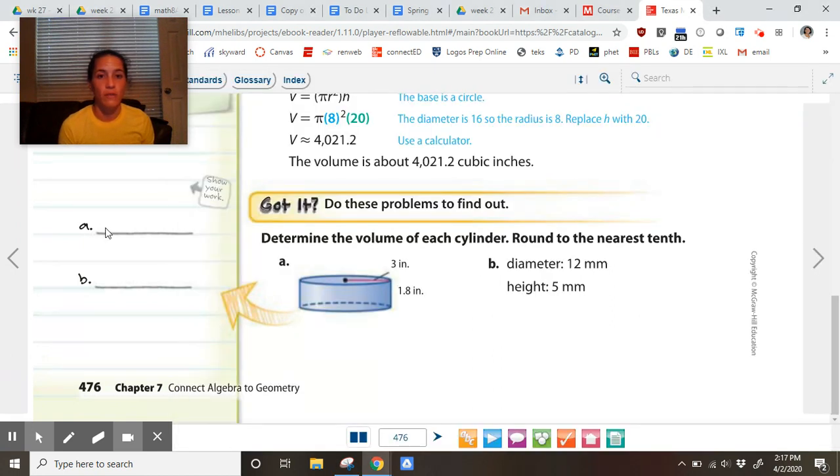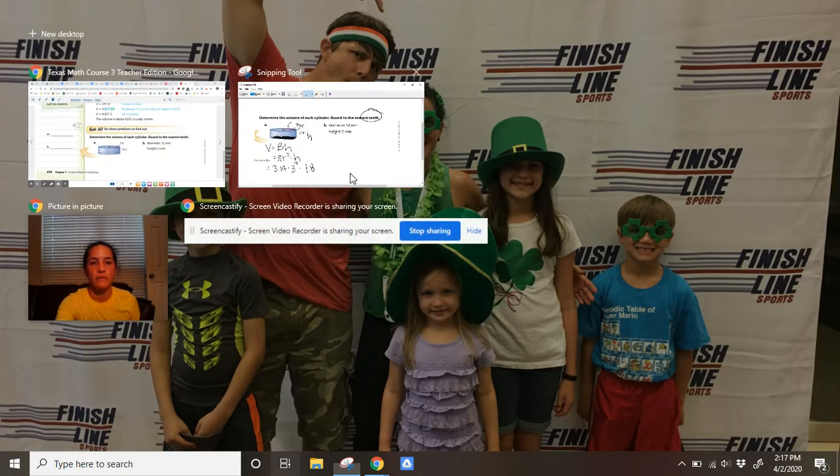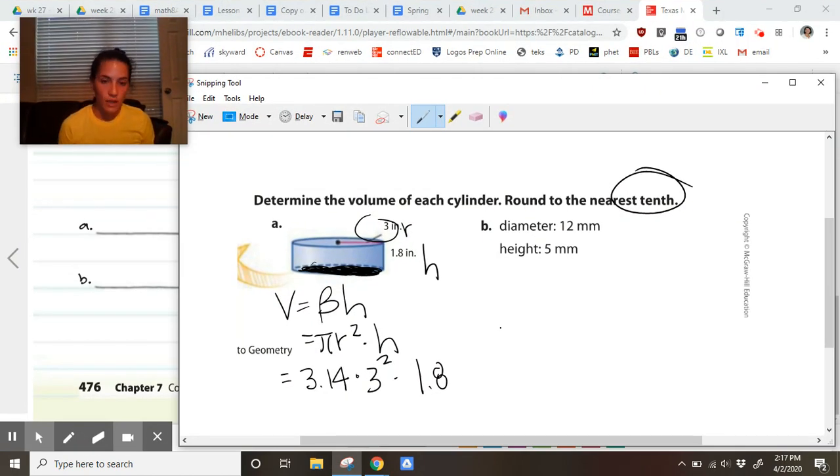So the volume is 50.9, and then I need my units, inches cubed.